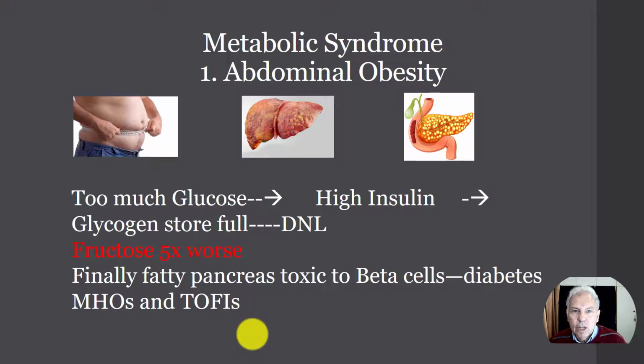Just to mention that about 20% of obese people are MHOs, metabolically healthy obese, which means they have a low fasting insulin, a low HbA1c, there are no markers of fatty liver, and so on. But about 60% of normal weight people, who we call TOFIs, thin on the outside but fat on the inside, are metabolically unhealthy on those parameters.